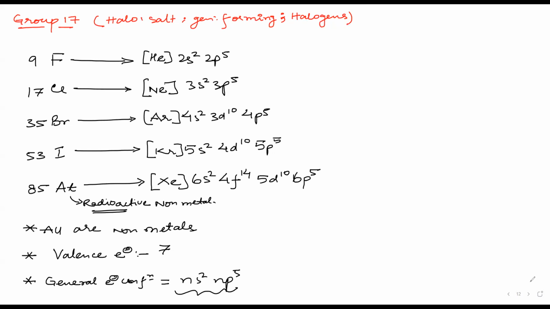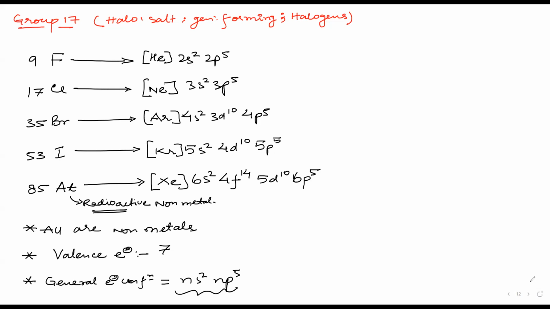So again, you know the drill here, right? We will first talk about the oxidation states, what are the available oxidation states. Then we will learn about the atomic size, then the ionization enthalpy, then the physical state, then the electron gain enthalpy. So these are the five major properties.